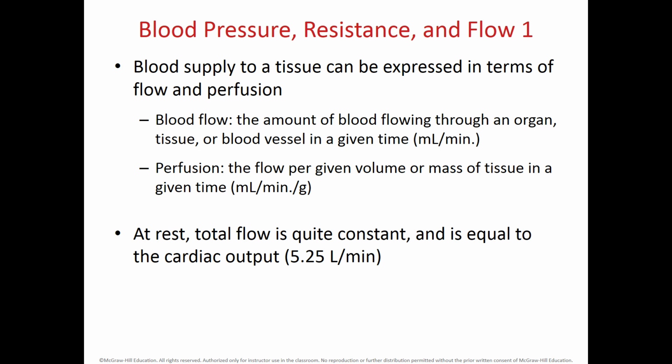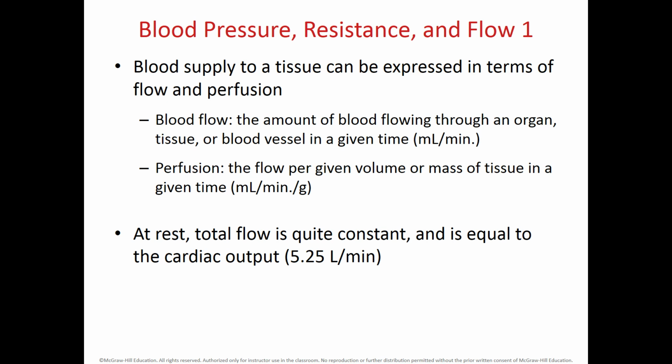So that was the part that talks about the structural and anatomical distribution of the arteries and the veins. Now let's talk about the physiology of blood pressure, blood resistance, and blood flow. When you are providing blood supply into a tissue, you can express this blood supply in terms of blood flow and perfusion. Blood flow will be the specific volume per minute that an organ or a tissue receives at a given time.